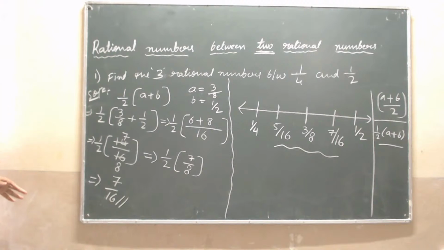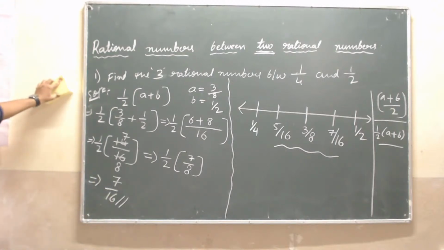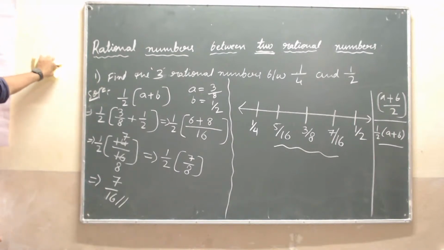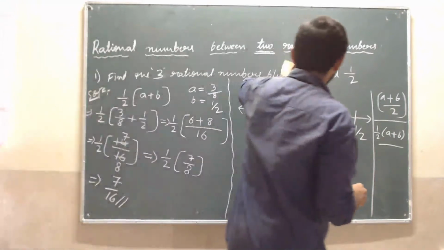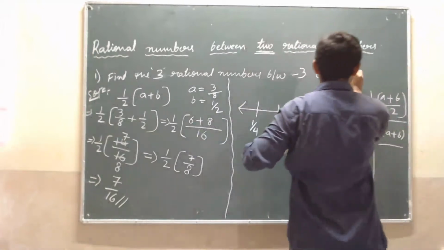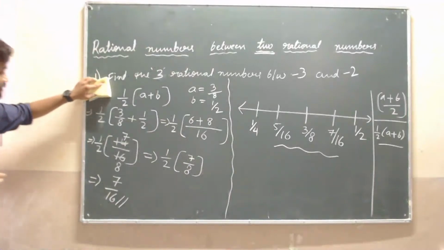I think it is clear to you. And one more exercise problem we have. Okay, one more example I will see here, that is, find any three rational numbers between -3 and -2. I will not take more time on this.